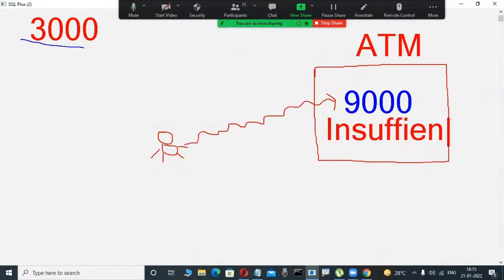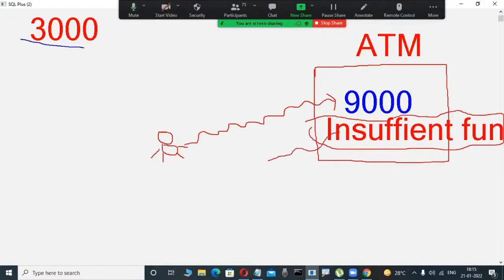Why? Because here your balance is low, 3,000, but you are trying to retrieve more than 3,000, that is 9,000, 8,000, 7,000 like that. How is that possible? In that case only, an "insufficient funds" message will be displayed. But how is this message possible? Does the ATM center know?